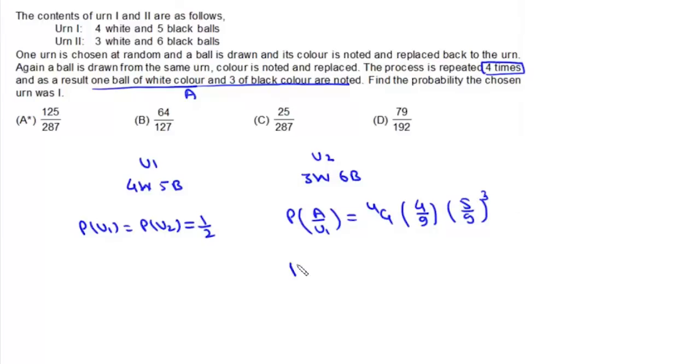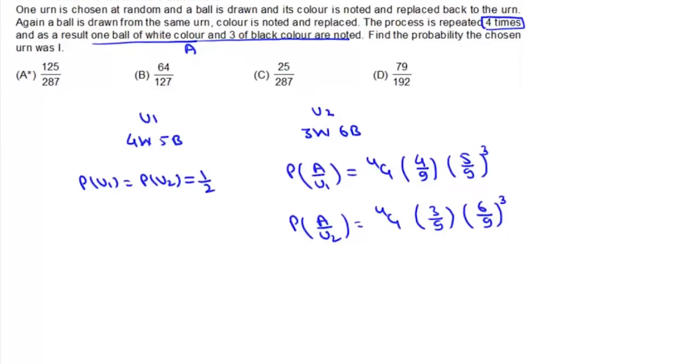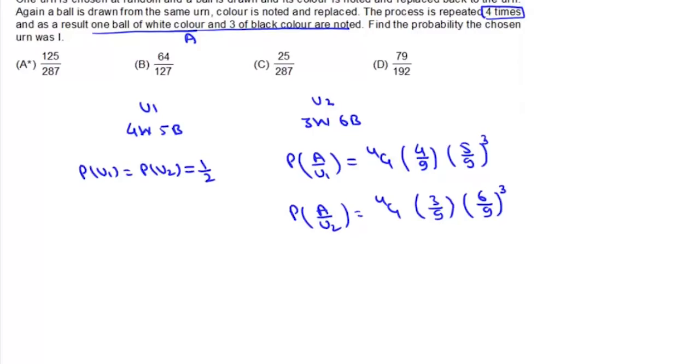Now the same way for the second urn, again we have 1 white, so there will be 4C1. Now here the probability of white is 3 by 9 and the probability of black is 6 by 9, so there will be 6 by 9 whole cube. Now it's a Bayes theorem question. So it says if this event has already occurred, we need to find the probability that the chosen urn was urn 1. So we need to find the probability of having urn 1 if A has already occurred.